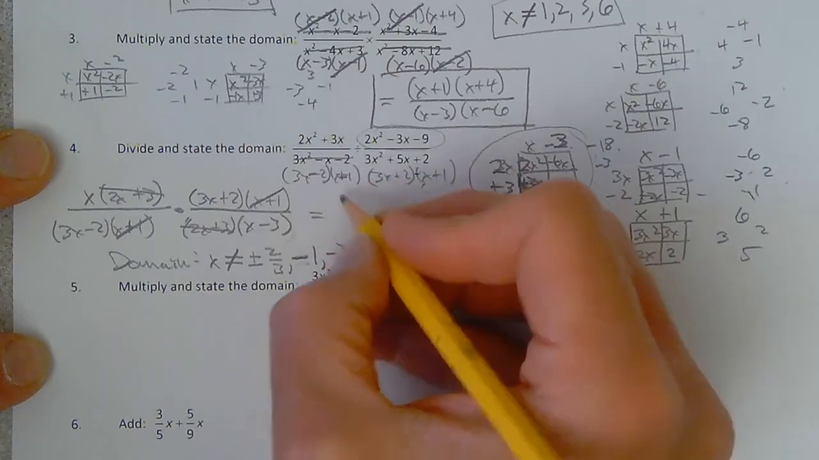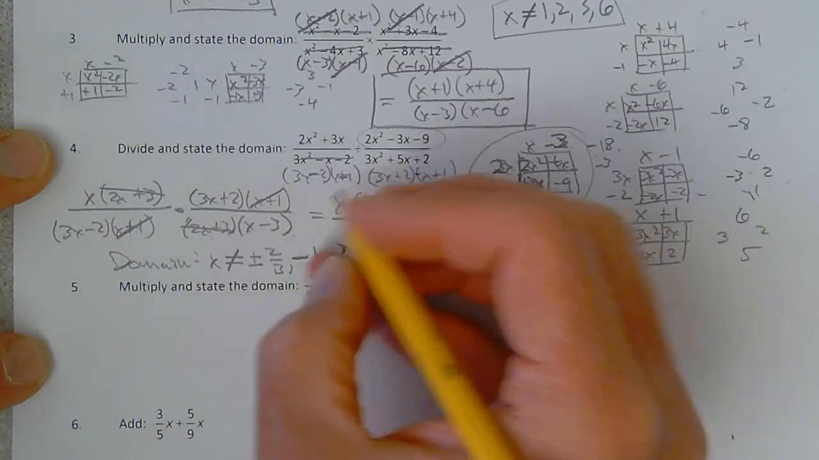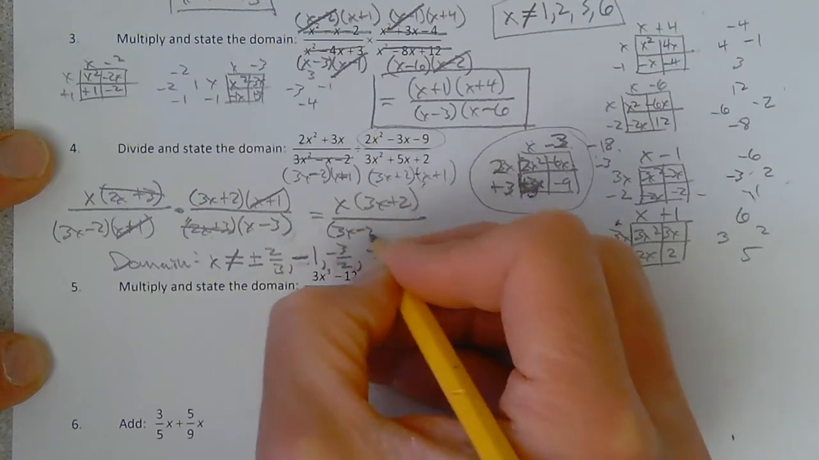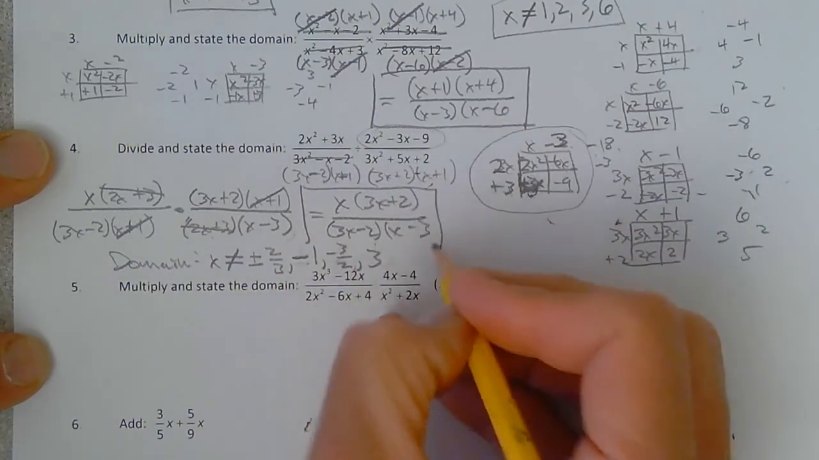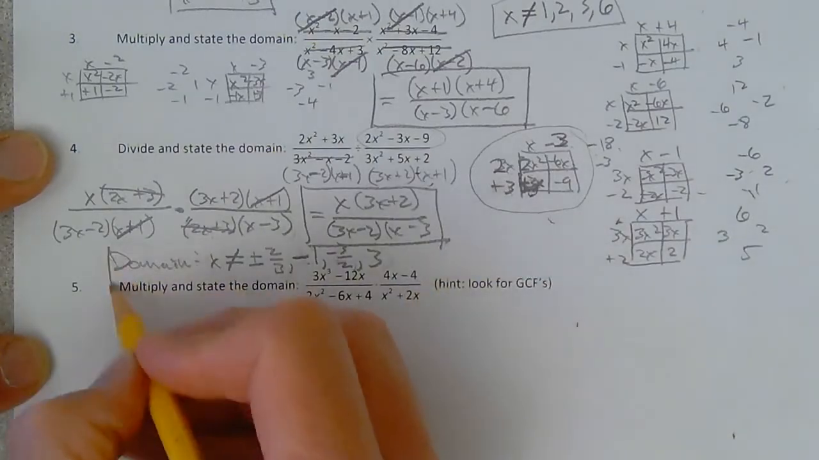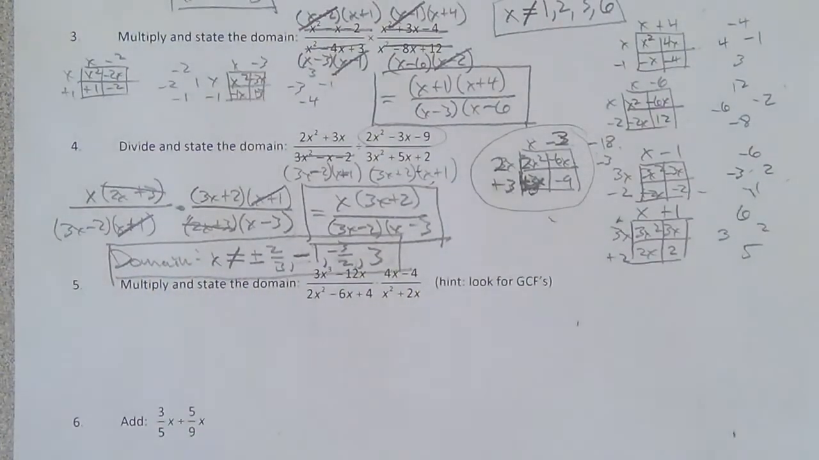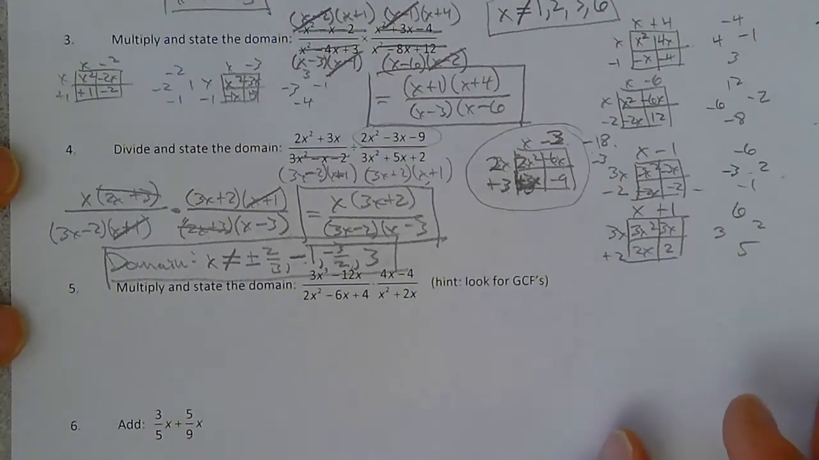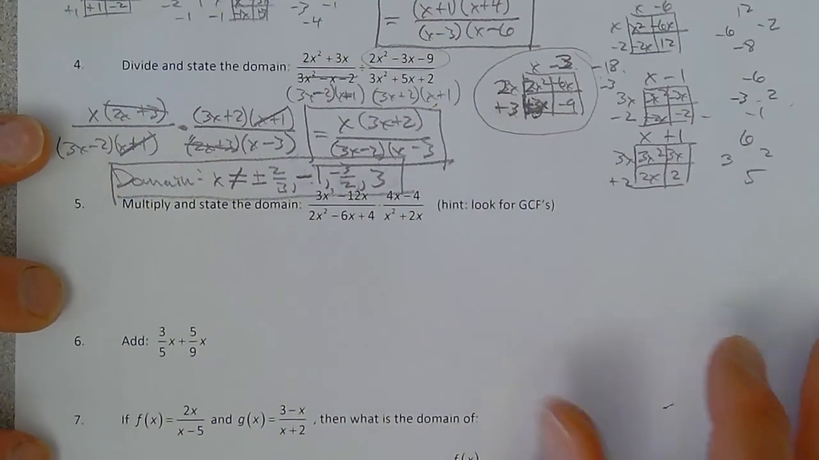And so what I'm left with is x times (3x + 2) over (3x - 2) times (x - 3) as a simplified version of that, with this as the domain. Okay. Took a little while to get there. You can see how you've got to be careful, definitely, with things along the way. All right. Let's take a look at the next problem as much as we can see it here.